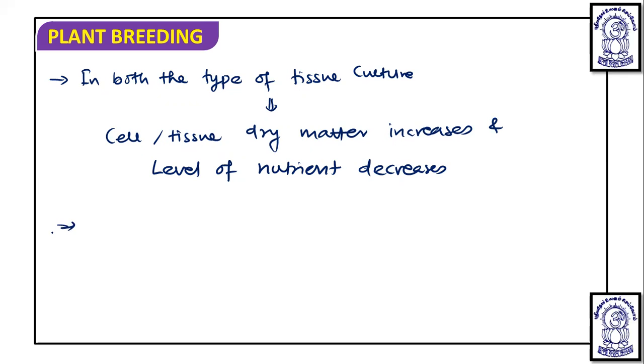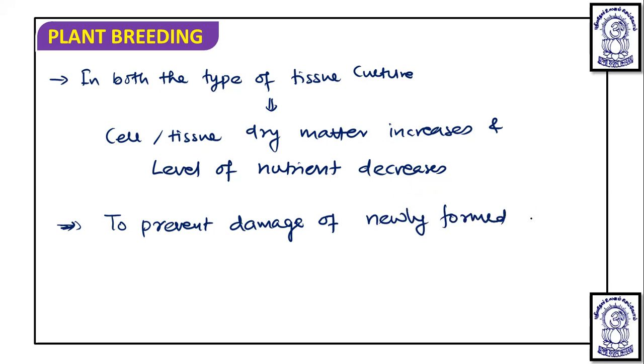After some time the time will come when there is no nutrient. If the nutrient is diminished or decreased, it will damage the newly formed cells. So to prevent damage of newly formed cells due to the decrease in the level of nutrient, subculturing is done.